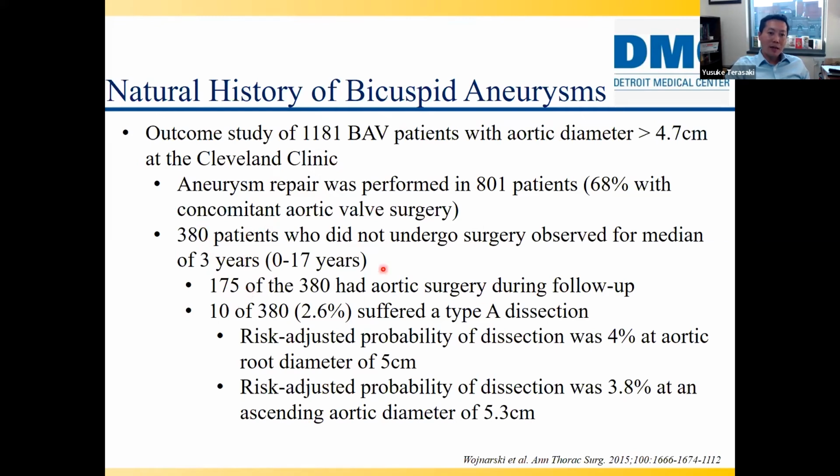almost half of them actually underwent aortic surgery anyways during follow-up. 10 of those 280 patients, or 2.6%, ended up suffering from type A dissection. And they were able to calculate a risk-adjusted probability of dissection to be 4% when the aortic root diameter was 5 centimeters. And the probability of dissection was, again, about 4% when the ascending aortic aneurysm diameter was 5.3 centimeters.